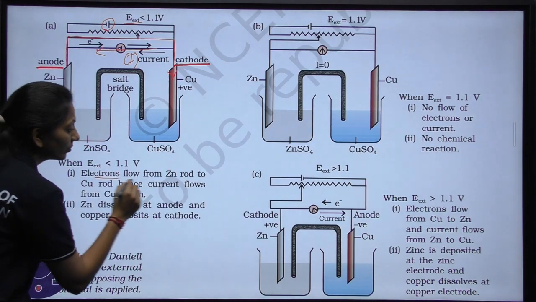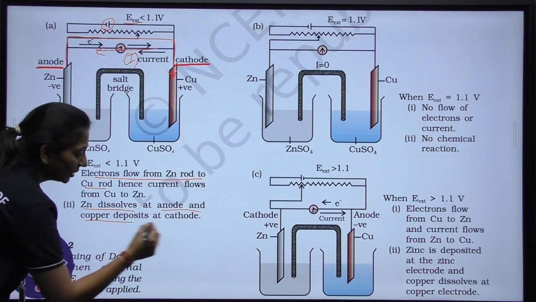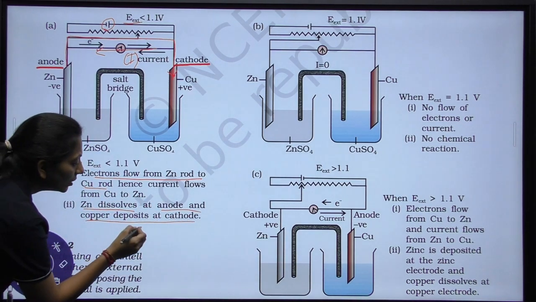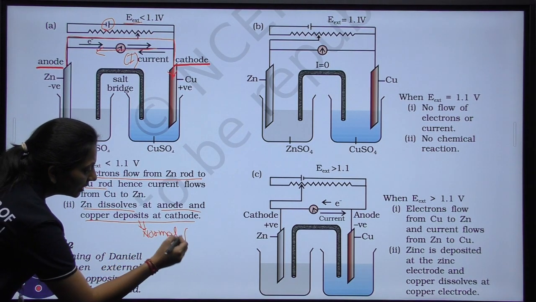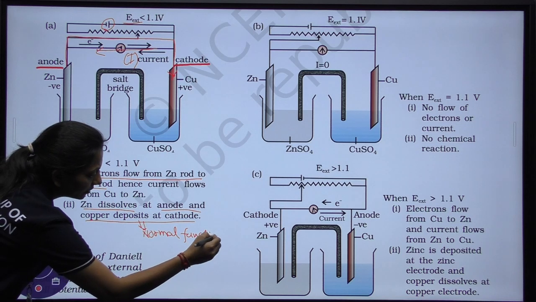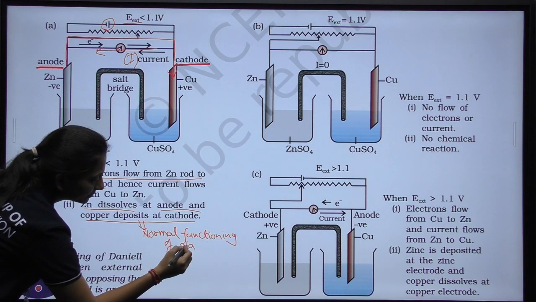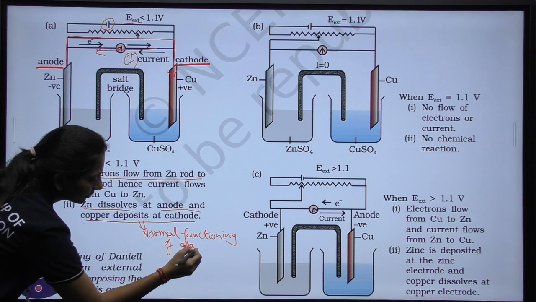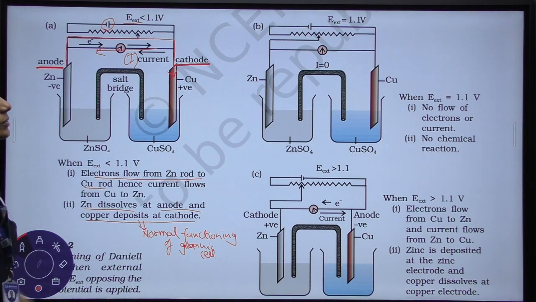Electrons flow from the Zn to the copper. Zinc dissolves at the anode and the copper dissolves at the cathode. This is the normal functioning of the galvanic cell. Okay, so now moving towards the second part.